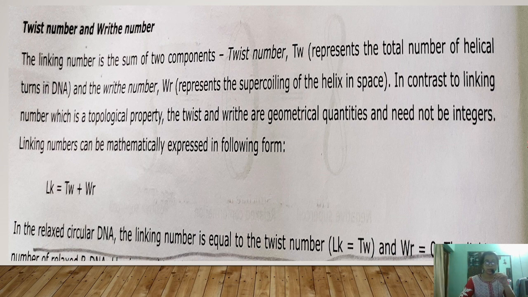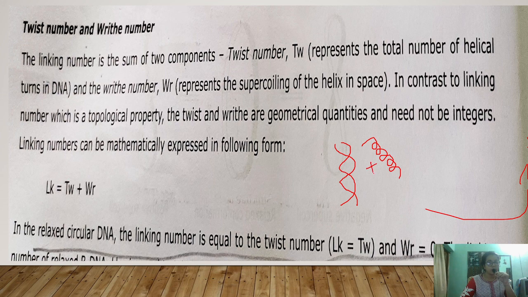If you see, this is known as the twist. This is one strand, this is another strand of the DNA. This is known as the twisting. And what is writhe? That is the supercoiling of the DNA. This is known as the writhe.